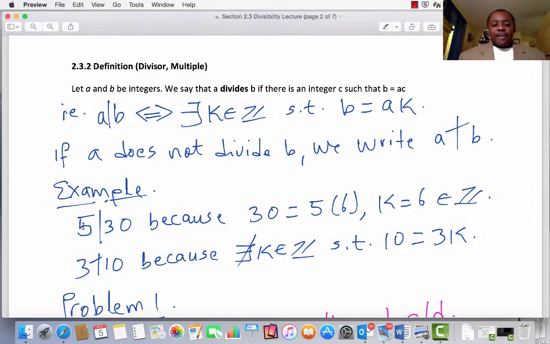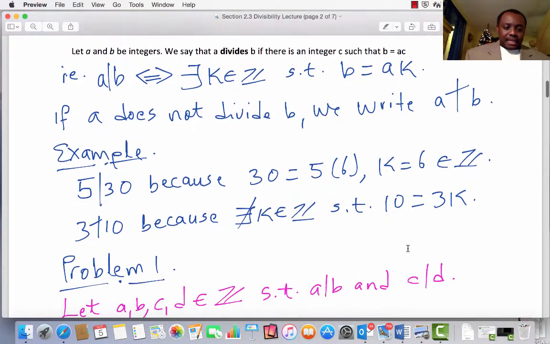For example, 5 divides 30 because I can write 30 as 5 times k. In this case, my k is 6. If A does not divide B, then we use this notation. For example, 3 does not divide 10 because I cannot find an integer k such that 10 equals 3k. I'm going to go ahead and go through a few problems with you on divisibility.